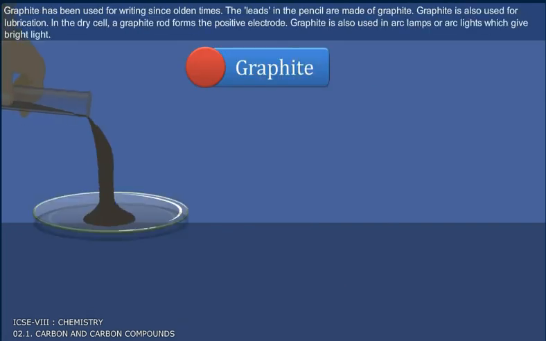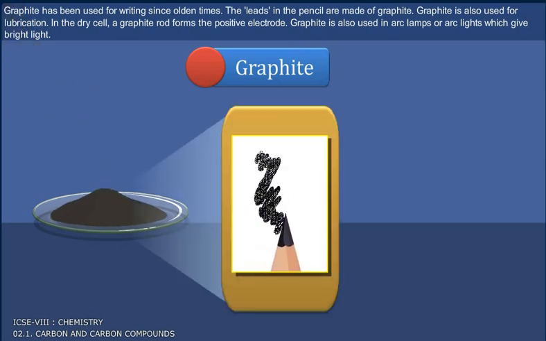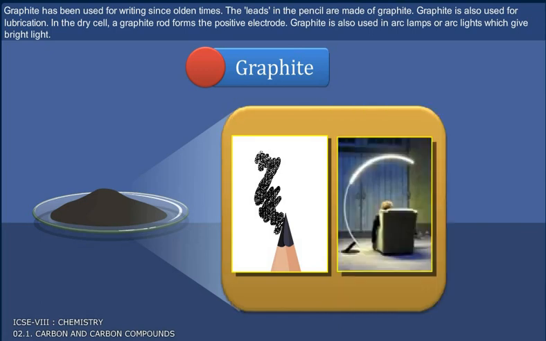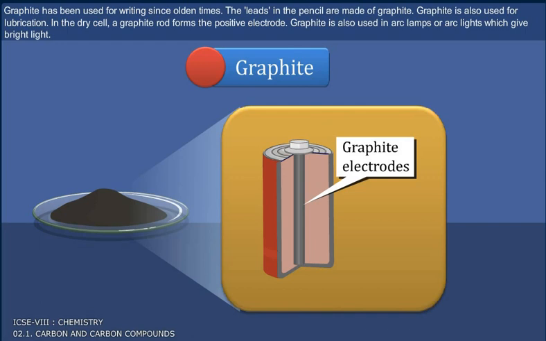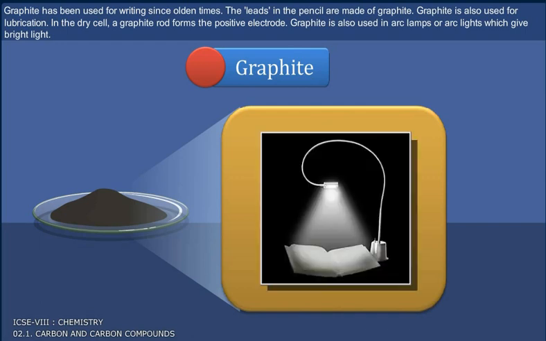Graphite has been used for writing since olden times. The leads in pencils are made of graphite. Graphite is also used for lubrication. In the dry cell, a graphite rod forms the positive electrode. Graphite is also used in arc lamps or arc lights, which give bright light.